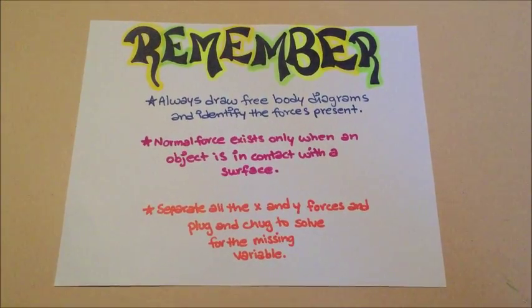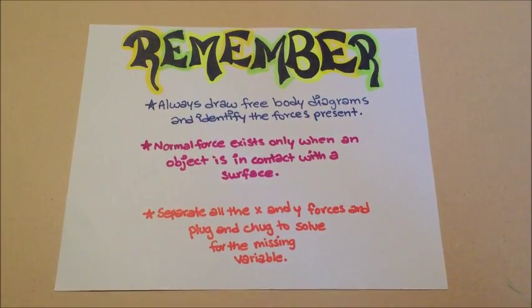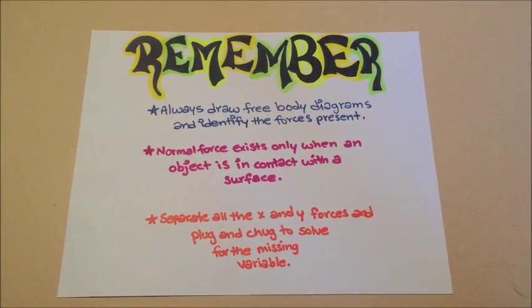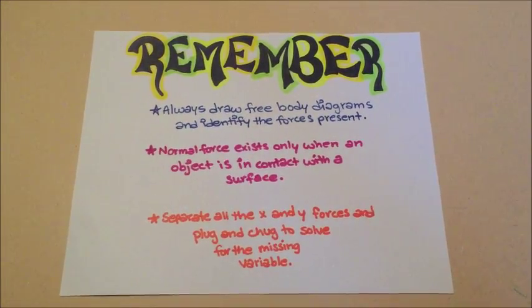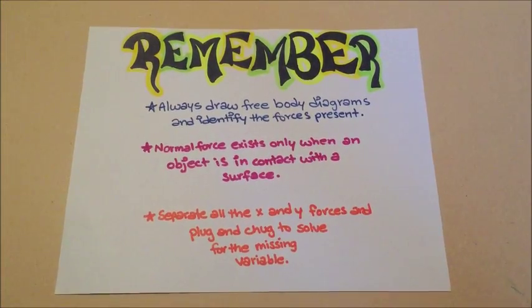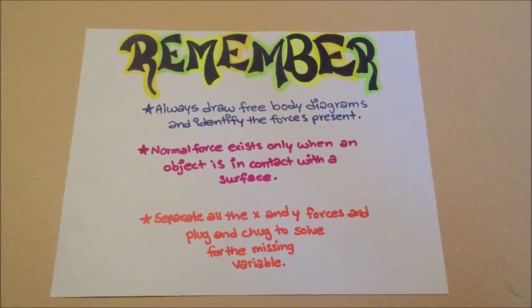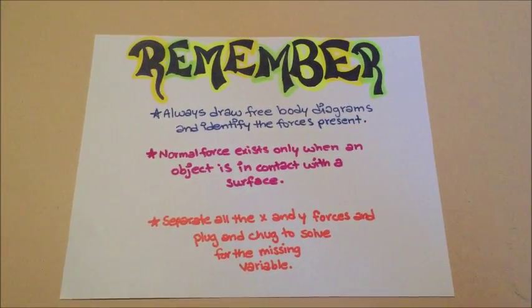Remember to always draw free body diagrams and identify the forces present. Normal force exists only when an object is in contact with the surface. Separate all the x and y forces and plug and chug to solve for the missing variable. It's an easy concept if you don't overthink it.